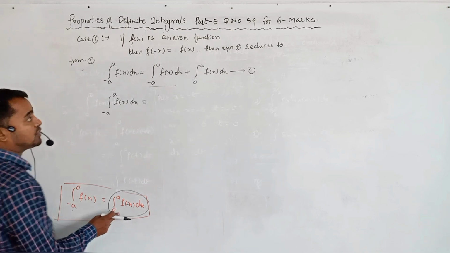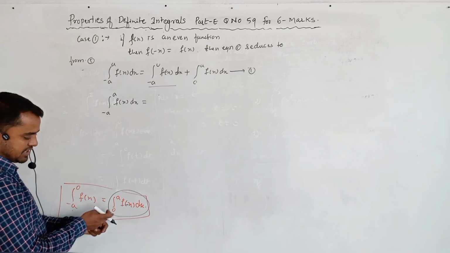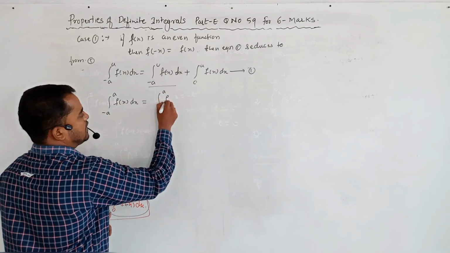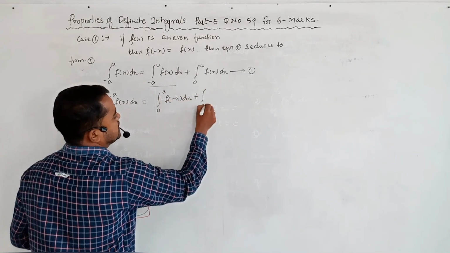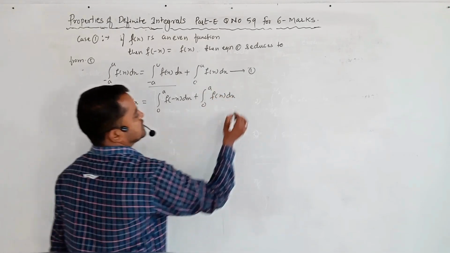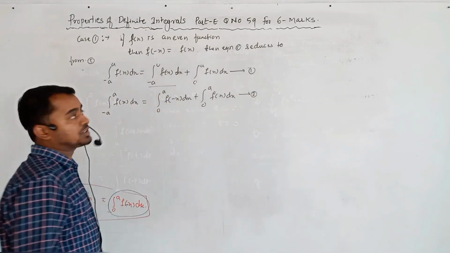Yes, we have to write this first. The integral from minus a to 0 of f of x dx is nothing but the integral from 0 to a of f of minus x dx. So the integral from minus a to a of f of x dx equals the integral from 0 to a of f of minus x dx plus the integral from 0 to a of f of x dx. This is equation 2.